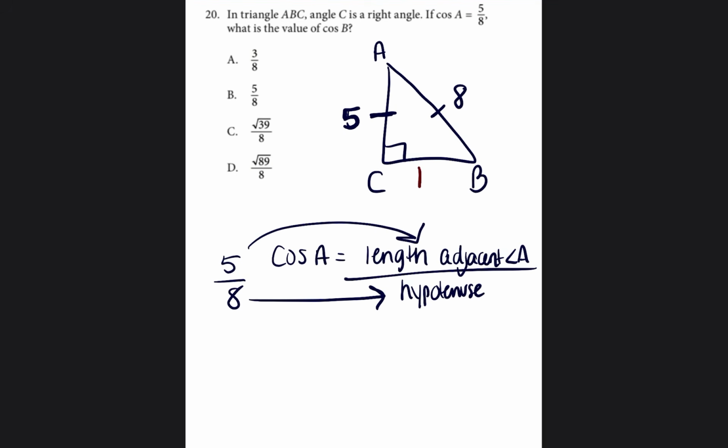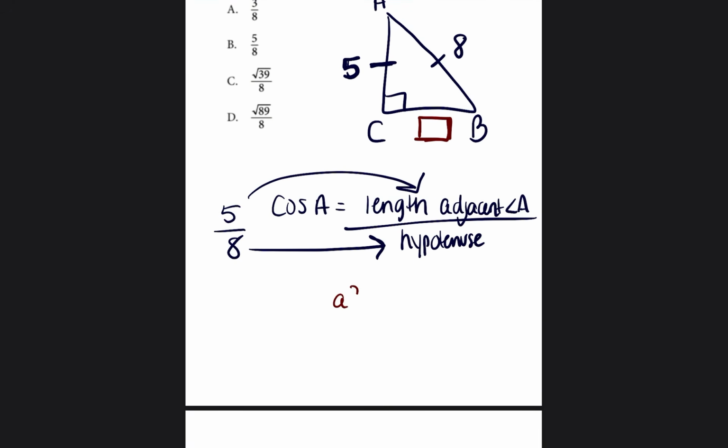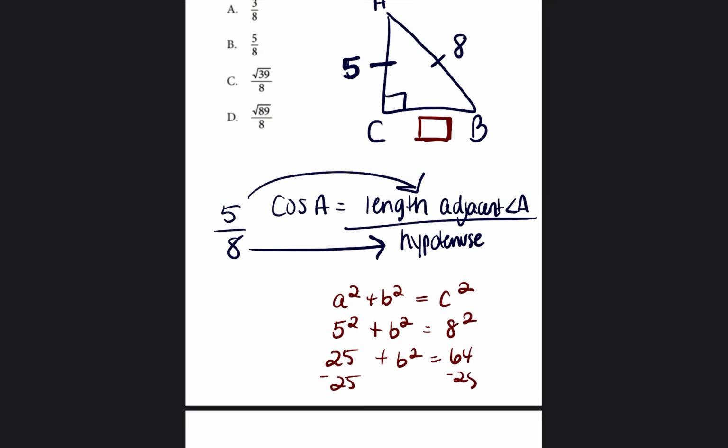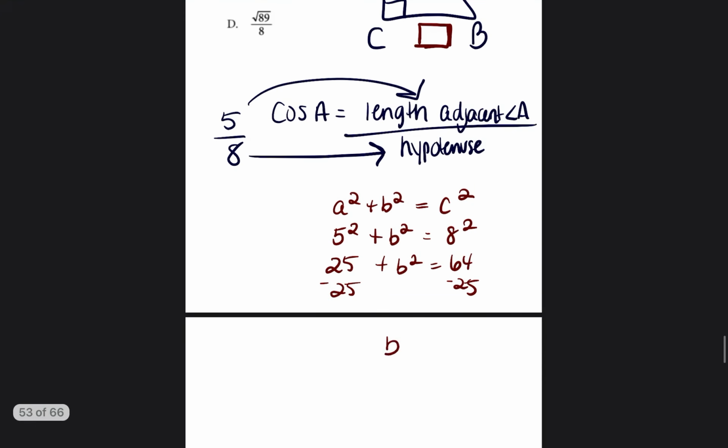So we would have to figure out, okay, what is the measure of this side? So we would do the Pythagorean theorem. A squared plus B squared equals C squared. A squared is 5 squared plus B squared is equal to 8 squared. So it would be 25 plus B squared is equal to 64. We'd minus 25 from both sides, and we get B squared is equal to 39. And then we do the square root of both, so B would be equal to the square root of 39. I'm just going to leave it like that because there is no perfect square root of 39.